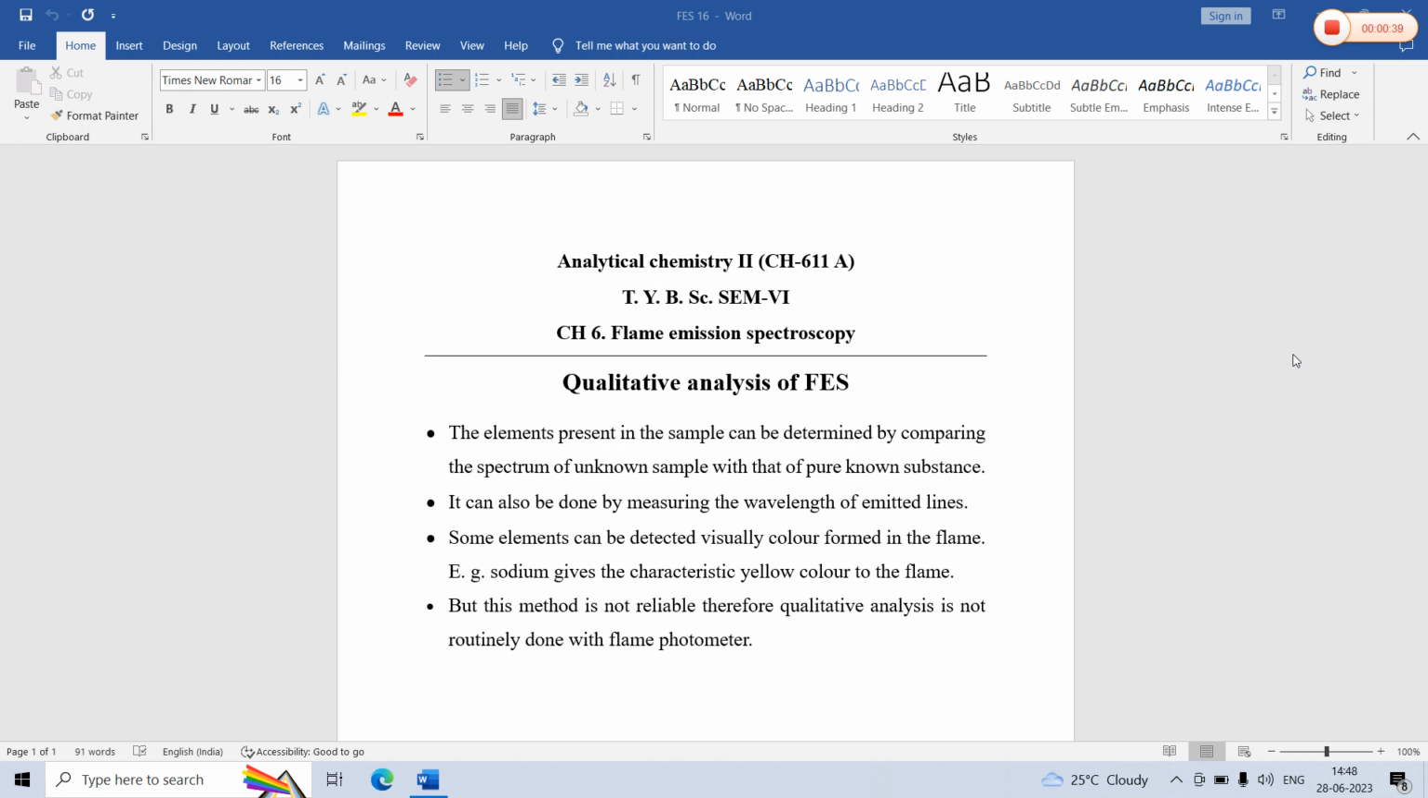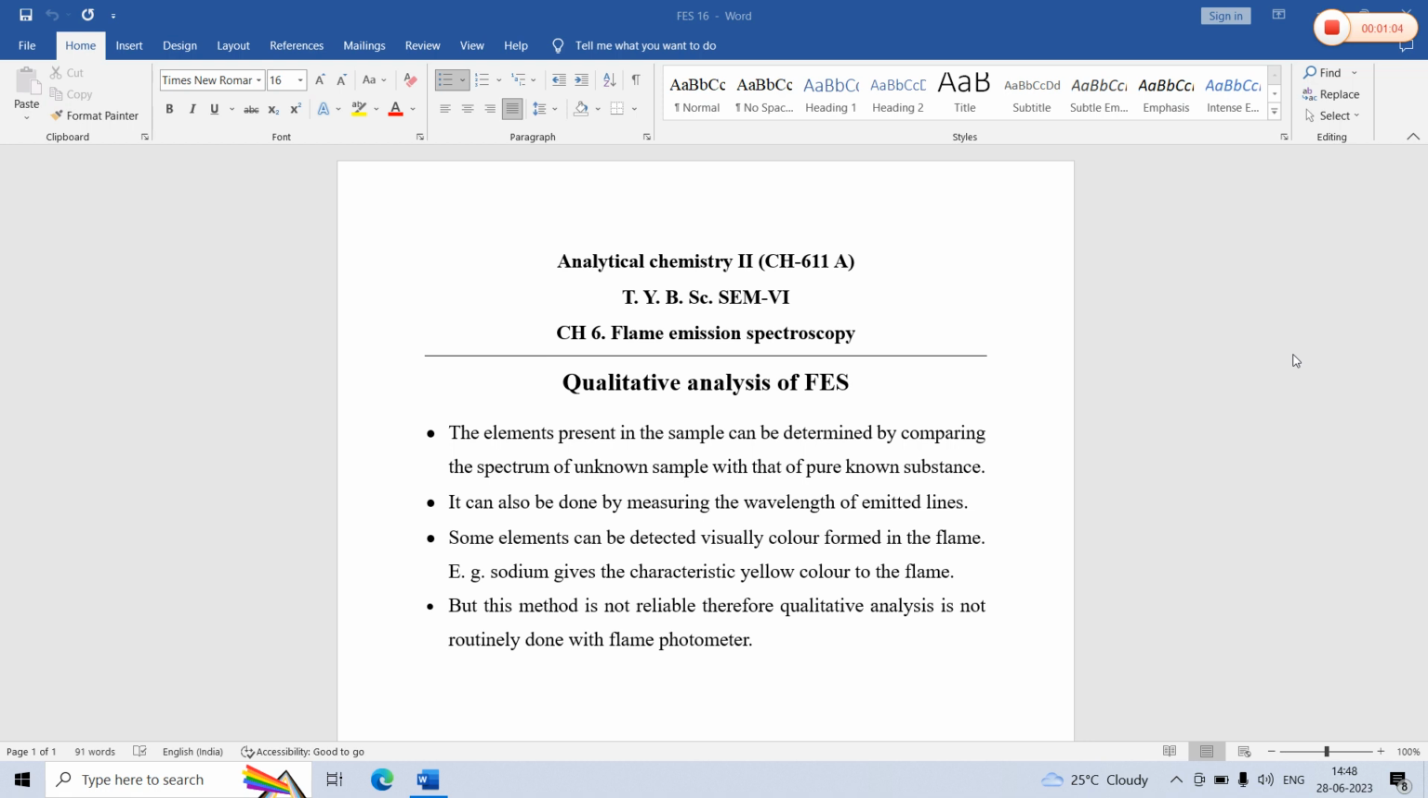Now, the instrumentation involved in flame emission spectroscopy, the measurement system or analysis method involved in flame emission spectroscopy, and the last one is application. In that application, qualitative analysis of FES is important. FES means flame emission spectroscopy.